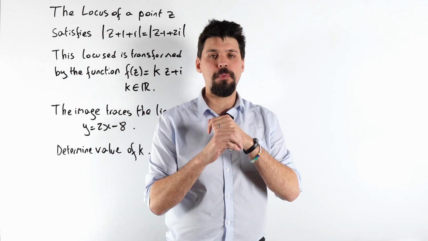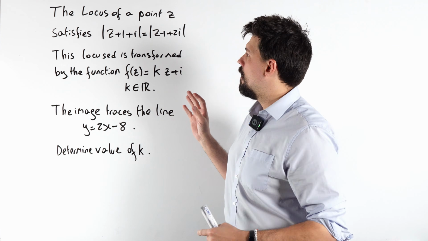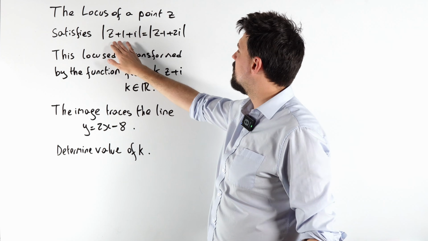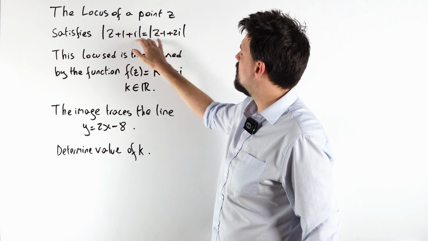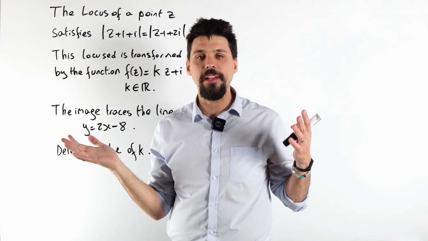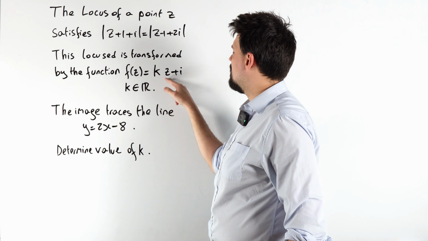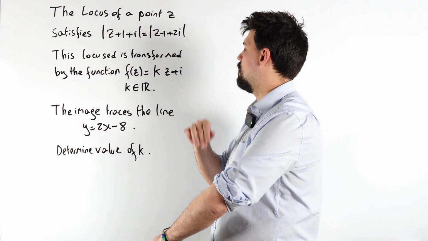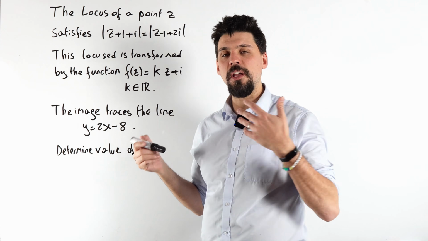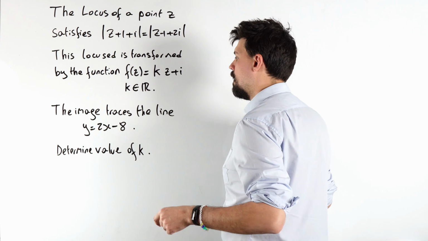We're going to do some complex locus in the complex plane with complex numbers, i.e. transformations of loci in the complex plane. So what do we got? We've got a locus that satisfies this relationship. Looking at this, the distance from z to a point is equal to the distance from z to another point. That will be a straight line. And then it's transformed by the function kz plus i, k belonging to R. The image traces, once you've transformed it, a line y equals 2x minus 8 in the Cartesian plane. What value of k will make that happen? All right, let's find this out.